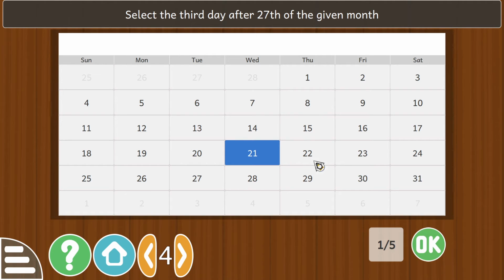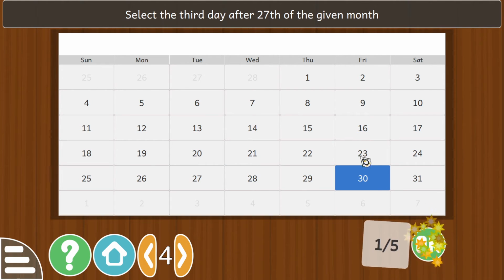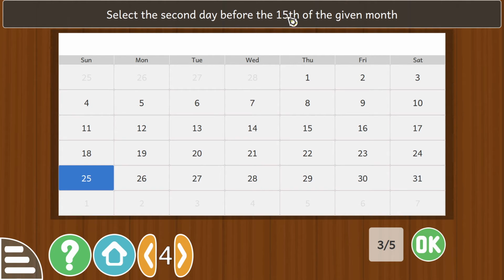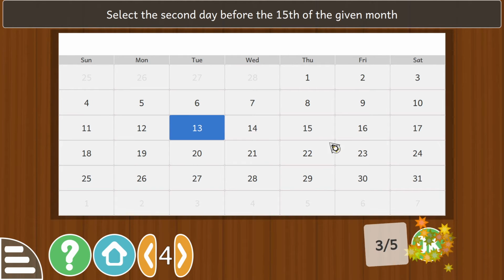Select the third day after the 27th. So that's the 27th, first day after it, second day after it, third day after it. The fourth Sunday of the given month. So first, second, third, and fourth. The second day before the 15th. So 15th, first day before it, and the second day before it.